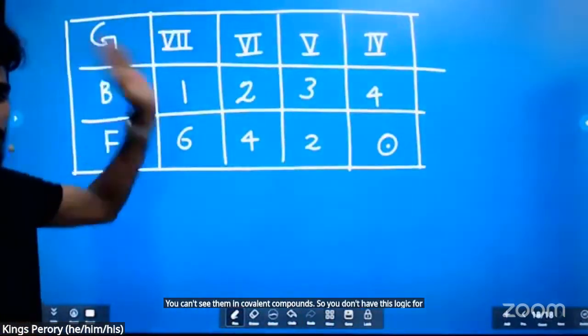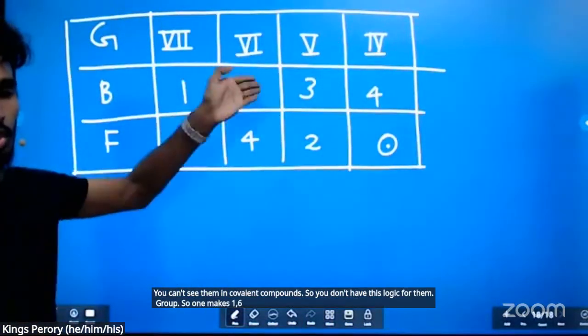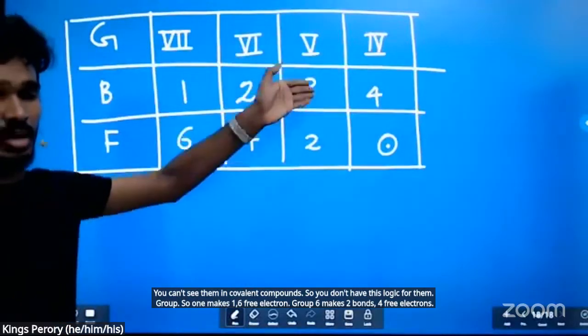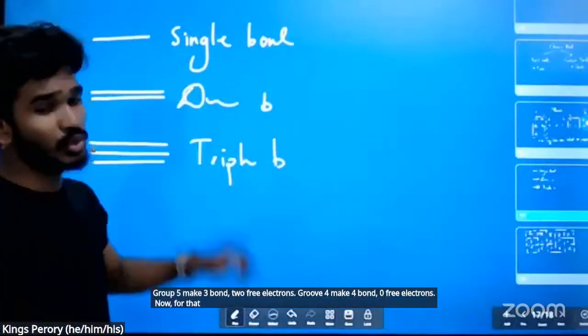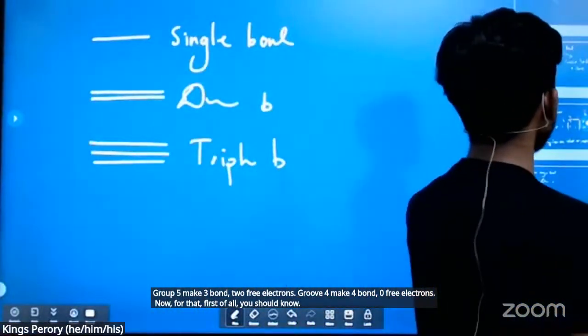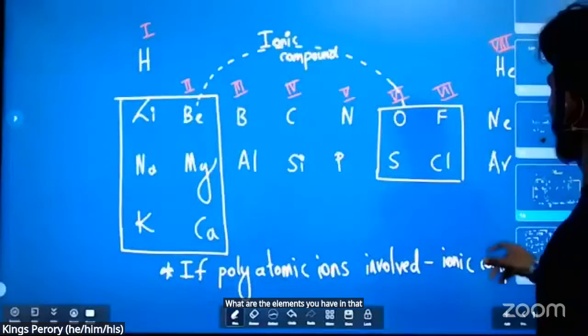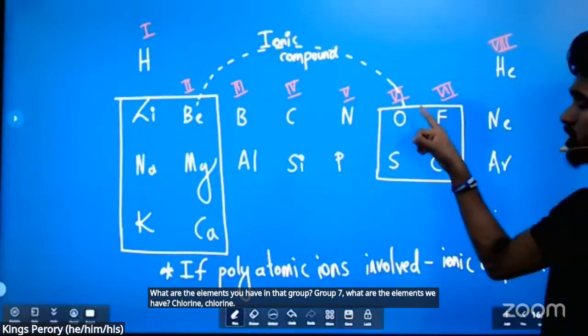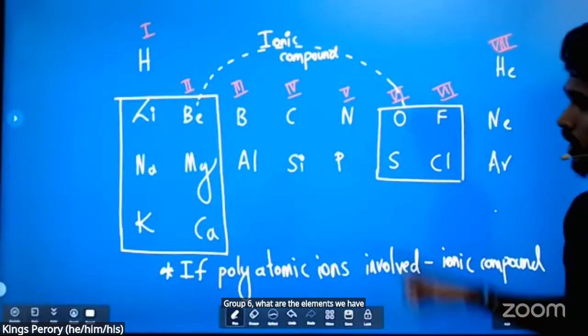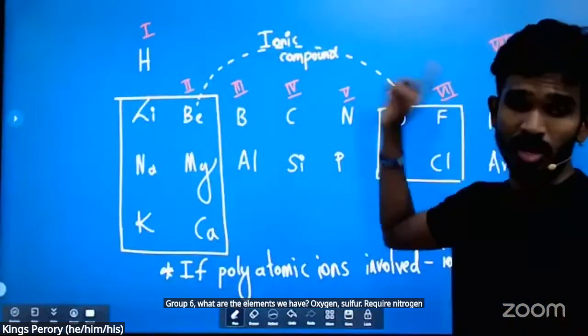Group 7 makes 1 bond, 6 free electrons. Group 6 makes 2 bonds, 4 free electrons. Group 5 makes 3 bonds, 2 free electrons. Group 4 makes 4 bonds, 0 free electrons. First you should know the elements in each group. Group 7: fluorine, chlorine. Group 6: oxygen, sulfur. Group 5: nitrogen, phosphorus. Group 4: carbon, silicon.